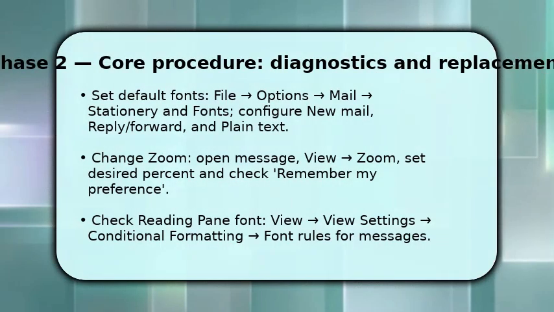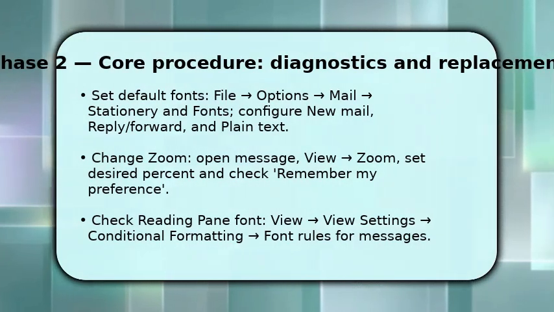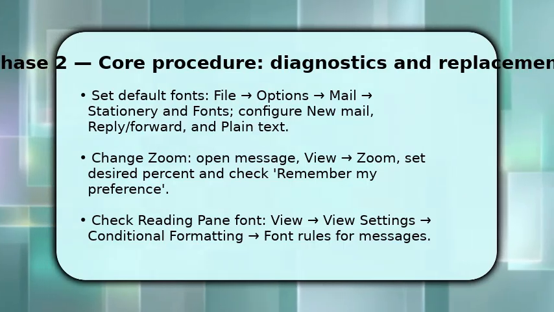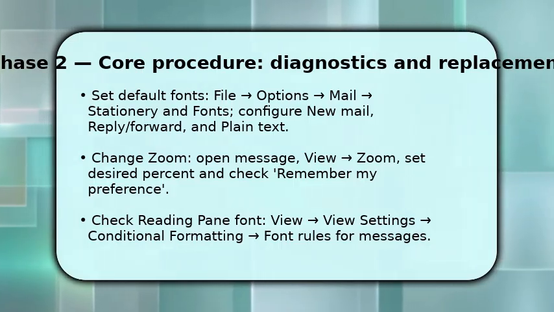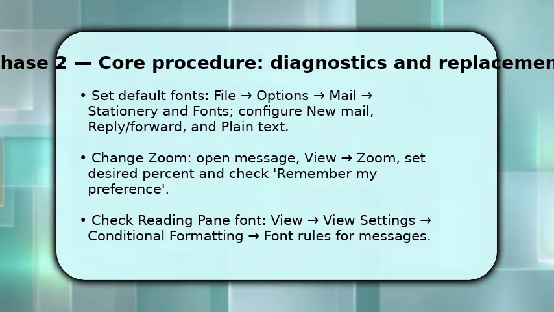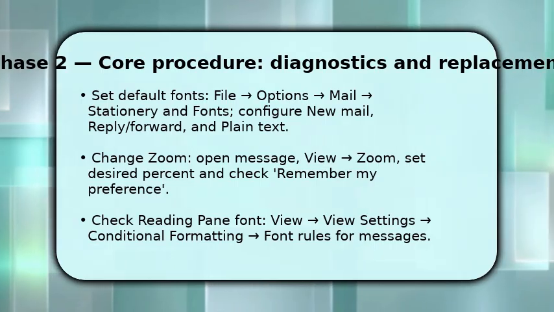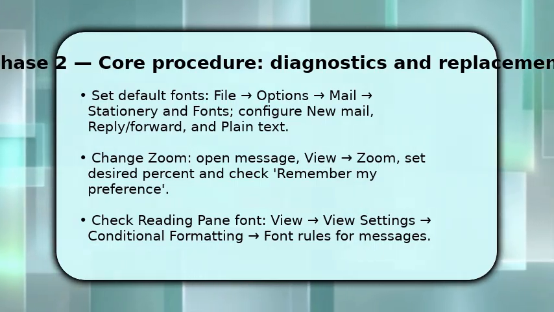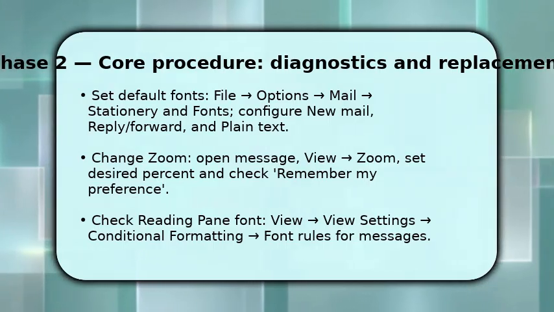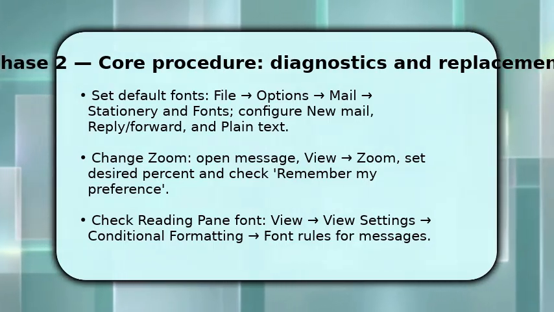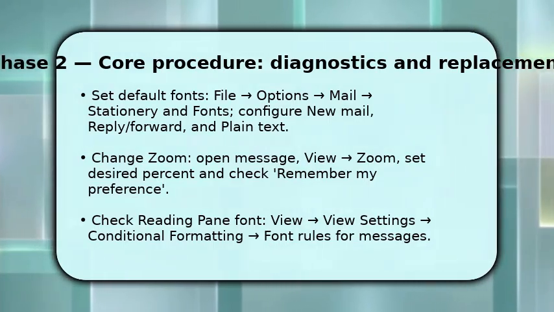First, set default fonts for new, reply, and plain text messages in File, right arrow Options, right arrow Mail, right arrow Stationery, and Fonts. Choose size and type. Next, adjust message zoom inside the reading pane and enable Remember My Preference to keep scaling stable. Then inspect View, right arrow View settings, right arrow Conditional Formatting for any rules forcing a different font.